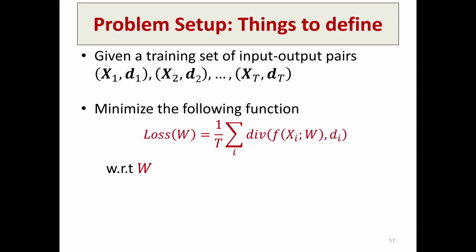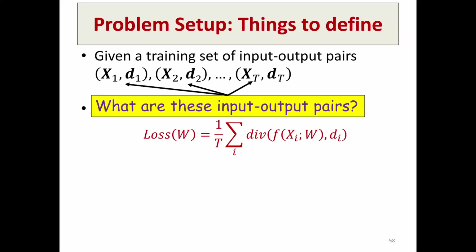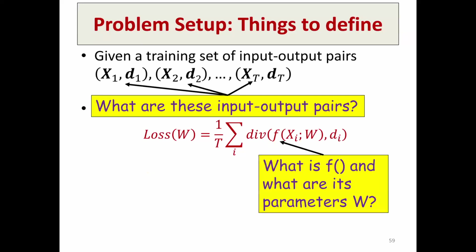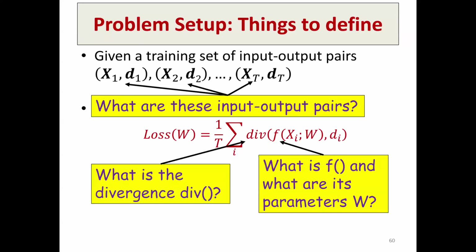Now, just stating it in this manner is not really enough. There are many things we must specify. What are these input-output pairs? What is this function f? What is this network? What is this divergence? We have to define that too, right? And without defining all of these, we cannot really perform this optimization.